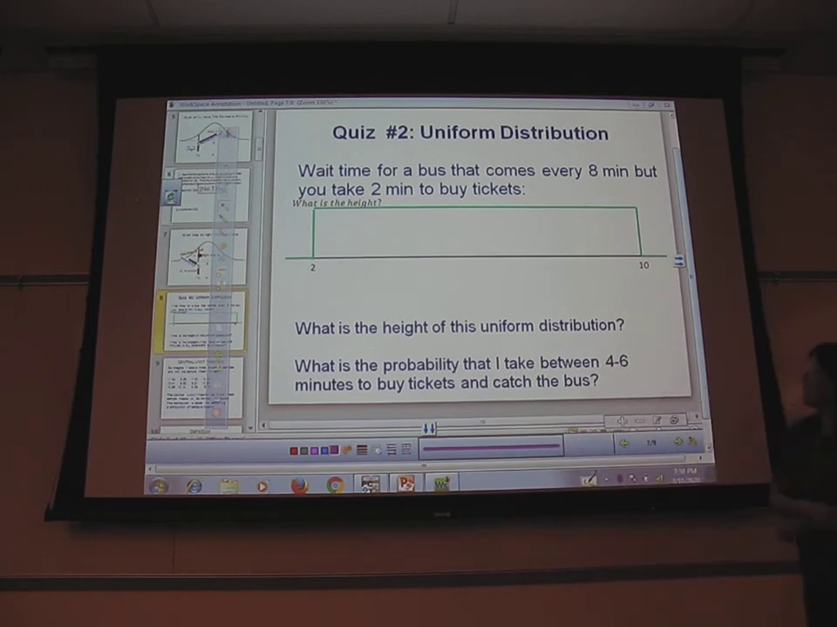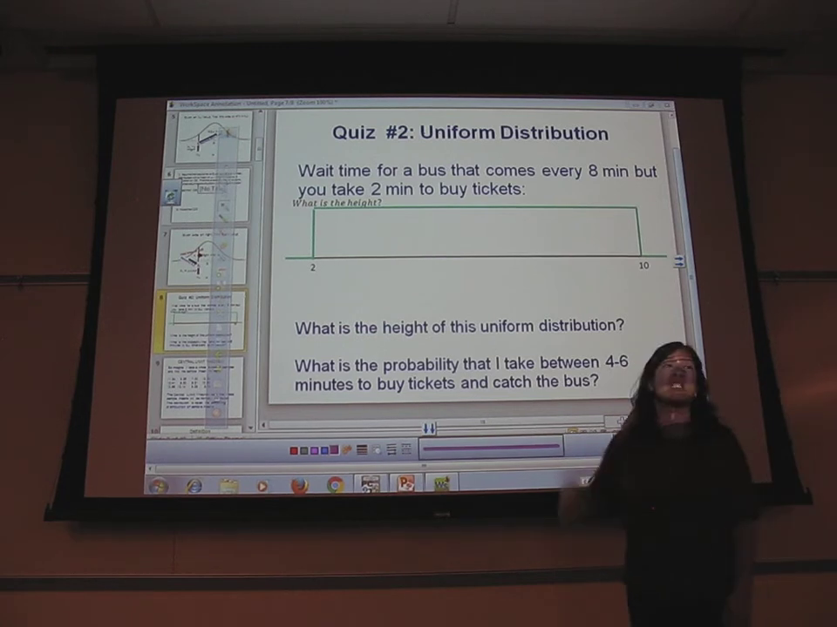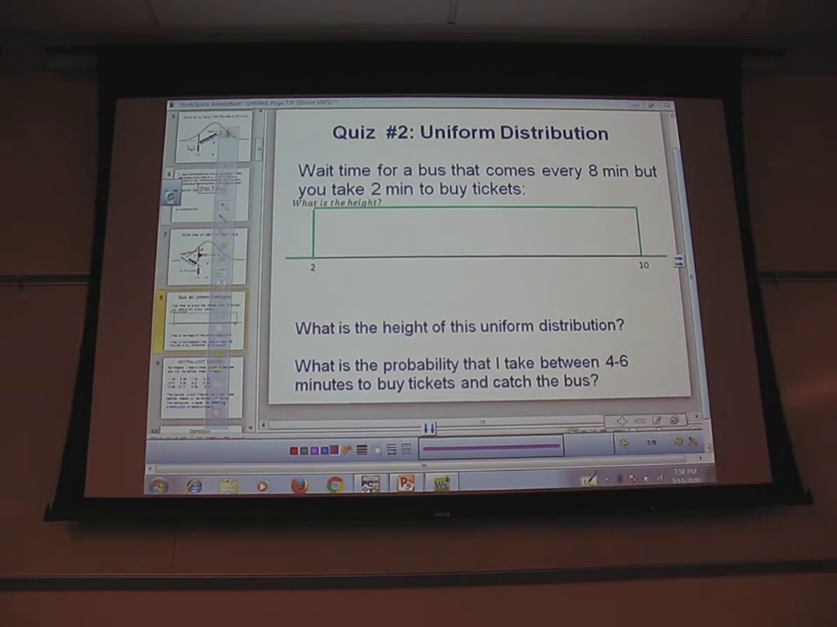What's the length? From 0 to 8, it's 8. So what's the height have to be? 1 over 8. It's the reciprocal, because you multiply the length times the height, and you have to get 1. Okay, good. So now we know the height is 1/8. We can find the area of any little section.